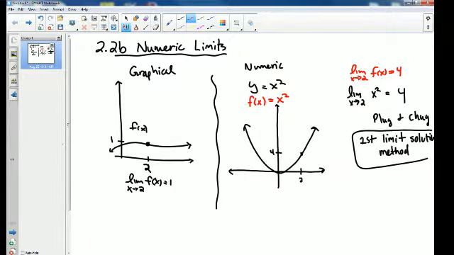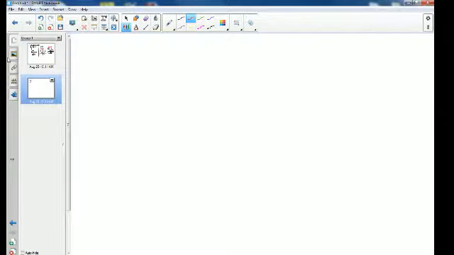It does get messier. What happens if we have a function that has a hole in it or something? We can't plug and chug because there's nothing there. So for numeric limits, you've actually seen this before. Let's check it out.